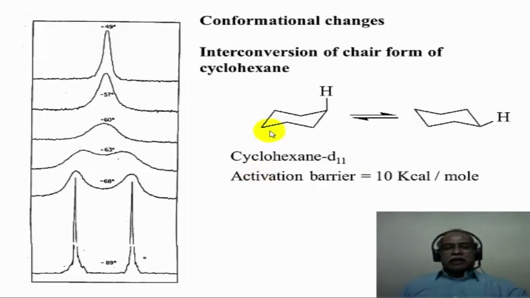of molecules. A very classical textbook example is the chair-to-chair interconversion of cyclohexane. This has been studied thoroughly by NMR spectroscopy. In order to study this process, the cyclohexane d11 was taken. In other words, there is only one proton that is present in the cyclohexane. All the other protons have been substituted with the deuterium.